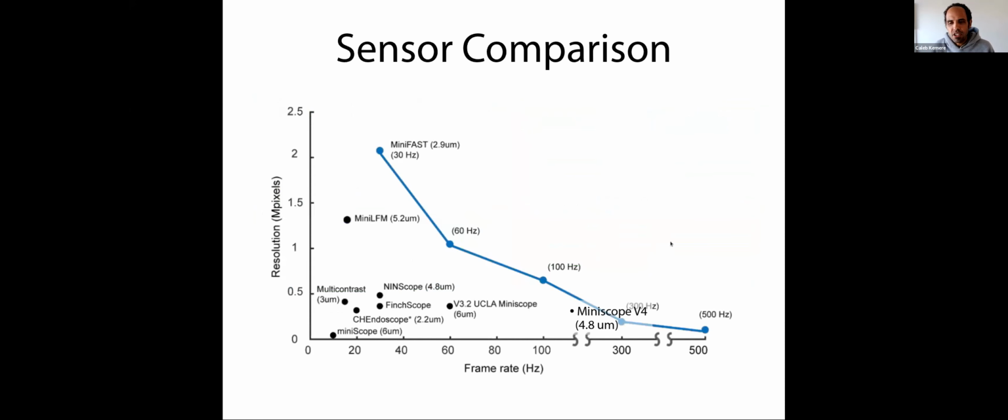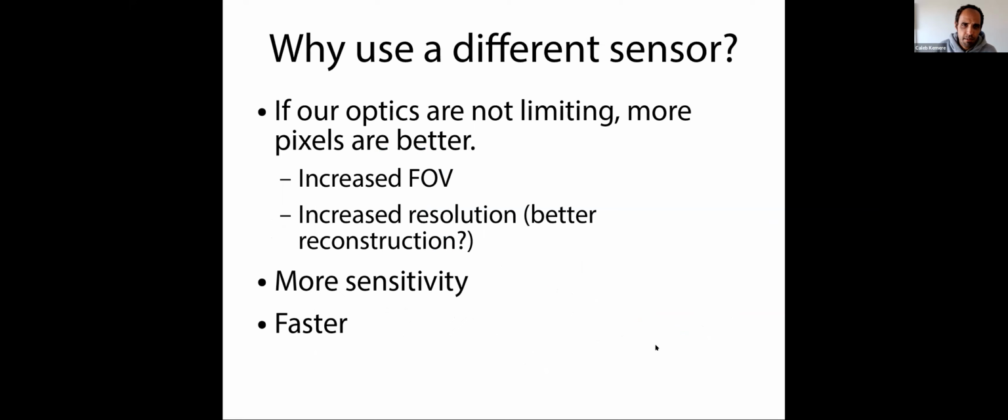So this is a comparison of all of the Miniscopes that we could find in the literature in terms of what image sensor they were using. This is showing the pixel size, the resolution, and then also the maximum frame rate. So the V4 lies here. It's also a half megapixel sensor with 4.8 micron pixels that can go up to 120 frames per second. So I'm going to show you some data today where we've imaged at 500 frames per second.